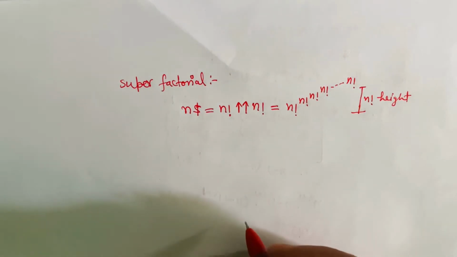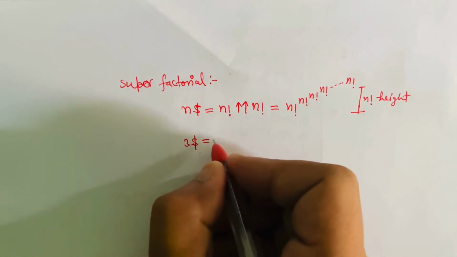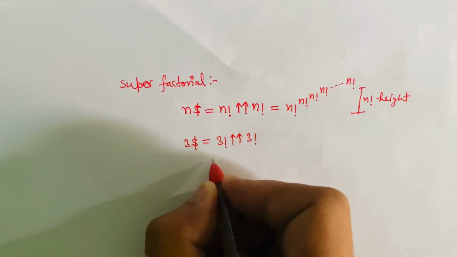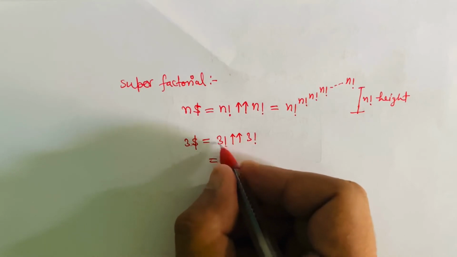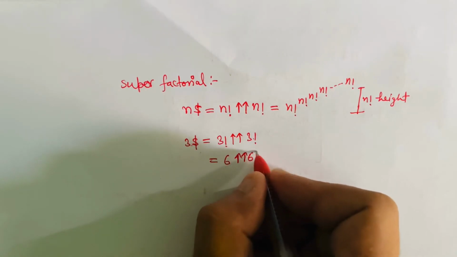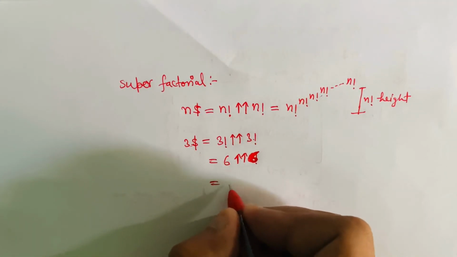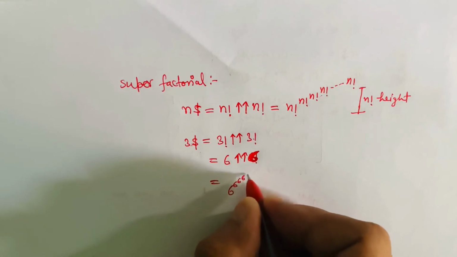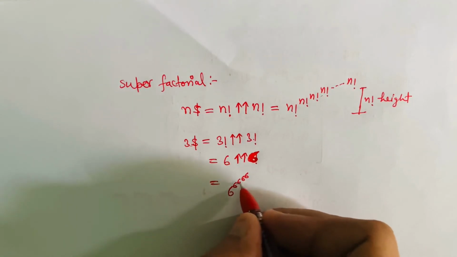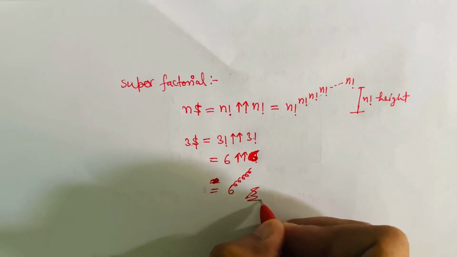If I take an example, 3 super factorial will be equal to 3 factorial double arrow up 3 factorial. What is the value of 3 factorial? It will be 6, so 6 double arrow up 6, since the value of this 3 factorial is also 6. So we can write 6 to the 6 to the 6 to the 6, and so on. It means 6 will be in the power 6 times: 1, 2, 3, 4, 5 and 6. So it's an amazing number we have, and it will be our required answer.